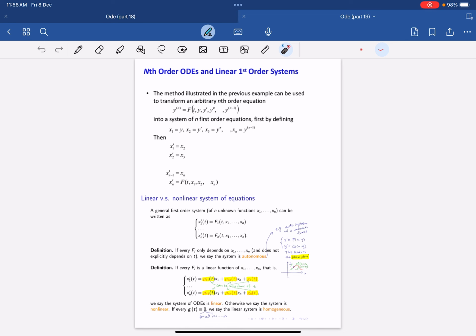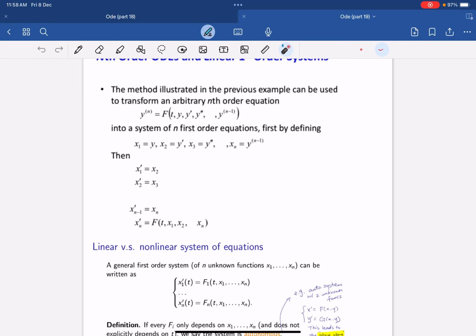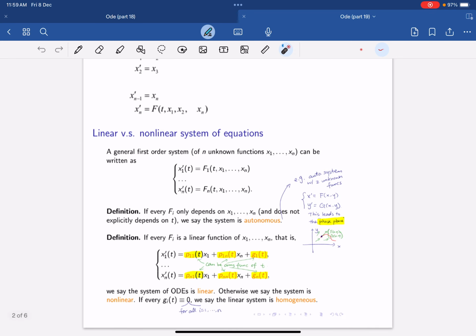Now we can do it for any nth order equation. If we have the nth derivative of y, then we define y to the n minus 1, y to the n minus 2, and so on, and we let those be the different x's. Then x1 prime will equal x2 and so on. So you can see how you can convert a higher order differential equation into a system of first order linear equations, which is very useful because for first order equations we have a lot of techniques for solving them.